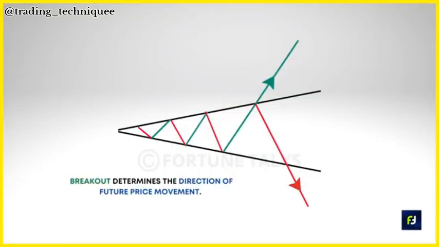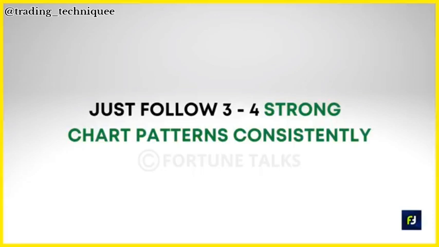Now, similar to a symmetrical triangle pattern, in the broadening triangle pattern too, the breakout determines the direction of future price movement. Please note that there are a few categories of broadening patterns, be it broadening wedges, broadening tops with a flat support line, or broadening bottoms with a flat resistance line. But I will not be discussing these patterns because most of these broadening price action patterns occur rarely in the market. So I will always urge you to follow 3 to 4 strong patterns rather than running after every pattern on the charts. The more focused you become, the better the results will be.